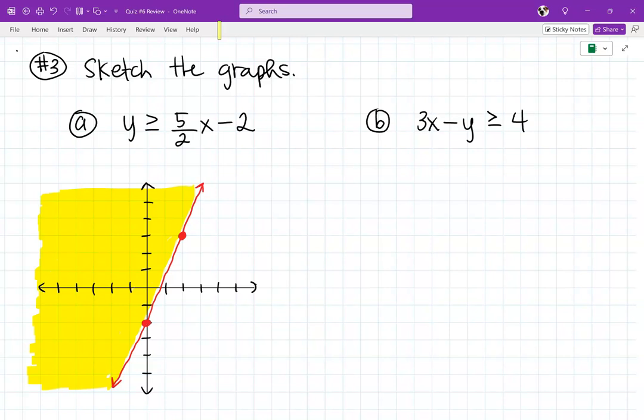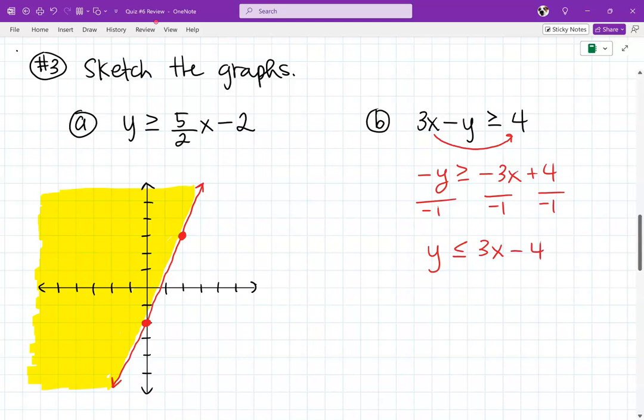Now, for part B, there's a little bit more that I have to do. I have to solve for y. So I'm going to have to move the 3x over. So I get negative y greater than or equal to negative 3x plus 4. And then I have to divide by negative 1, all the way throughout. This goes to what you were asking me, Corey, about where the 1 comes from. There is a 1 there. We just don't normally see it unless we have to show it. So there we go. We get y less than or equal to 3x minus 4.